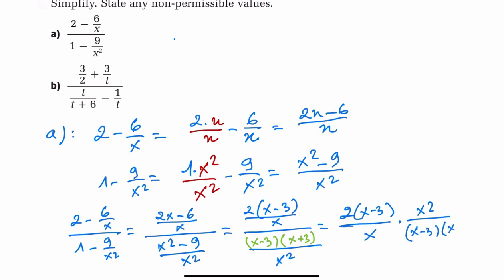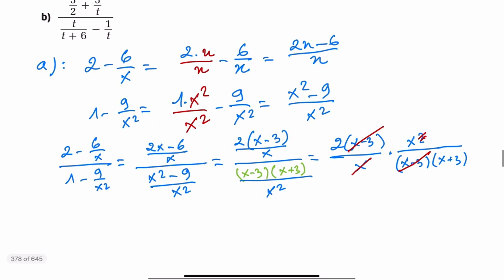x plus 3. And now I can see that I can simplify by x minus 3 and I can simplify by x. So this will give me 2x divided by x plus 3.